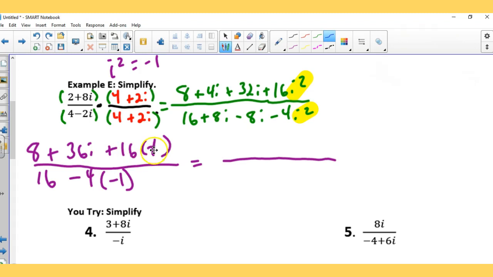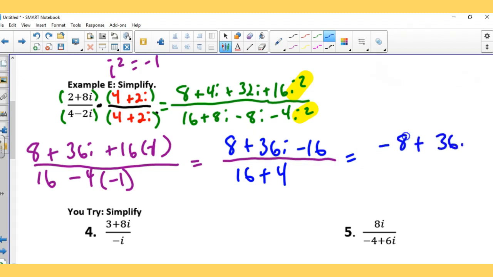16 times -1 is -16. So that's 8 plus 36i minus 16. And down here I have 16 plus 4. So finally, 8 minus 16 is -8 plus 36i. Remember, I put that like that because it's a plus bi, standard form. And 16 plus 4 is 20.